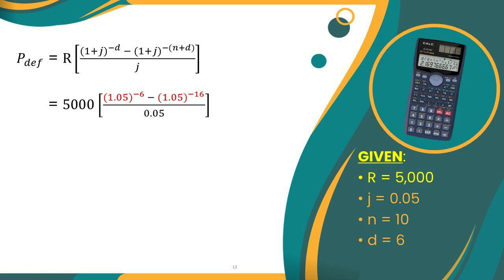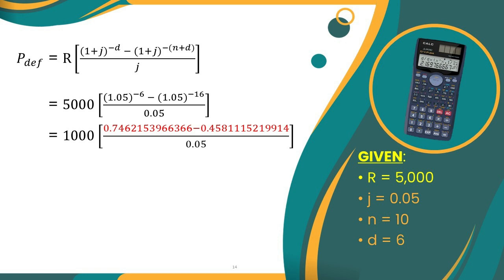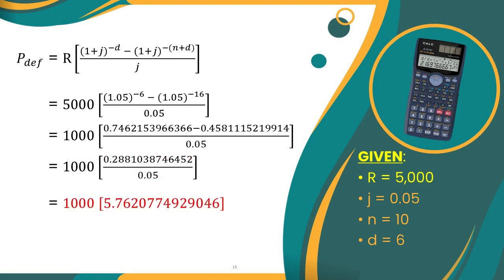Note, we already added 1 and 0.05 to obtain 1.05 in the base. We have also added 10 and 6 to obtain 16 in the exponent. So, the first operation we are going to perform is finding the power of 1.05 raised to -6 and -16. Then, subtract. Then, divide. Then, multiply. Hence, the answer is 28,810 pesos and 39 centavos.